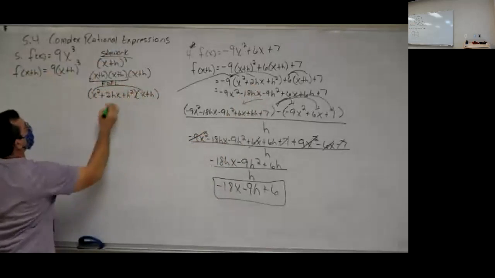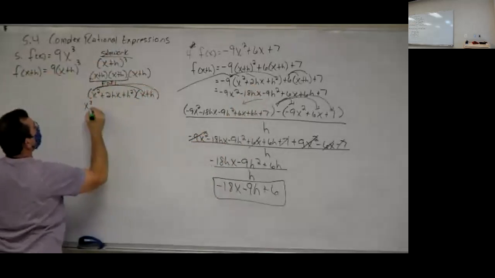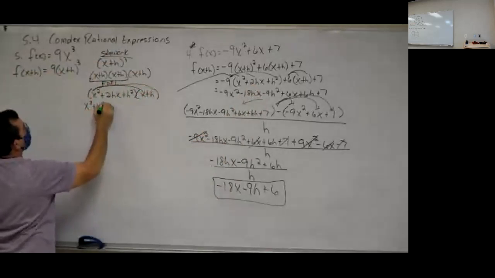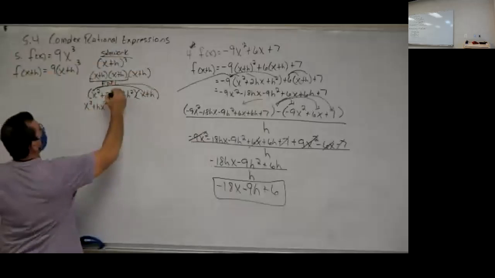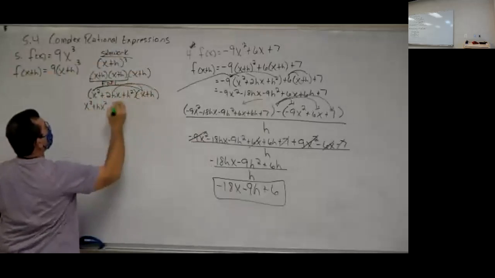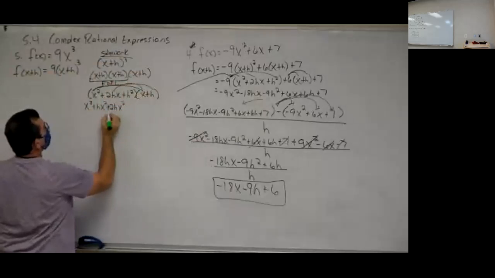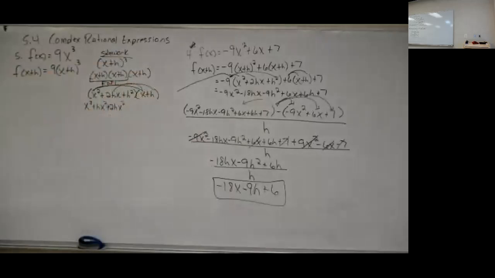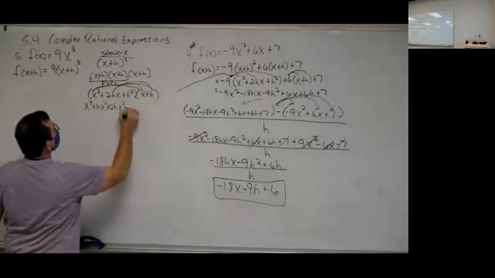So x squared times x is an x to the third. X squared times h is an h x squared. I'm just going to keep mine in alphabetical order. Now, 2hx times x is a 2hx squared. So when you multiply by x, you're just adding the x. When you multiply by the h, you're just adding the h. So 2hx times h is a 2h squared x.